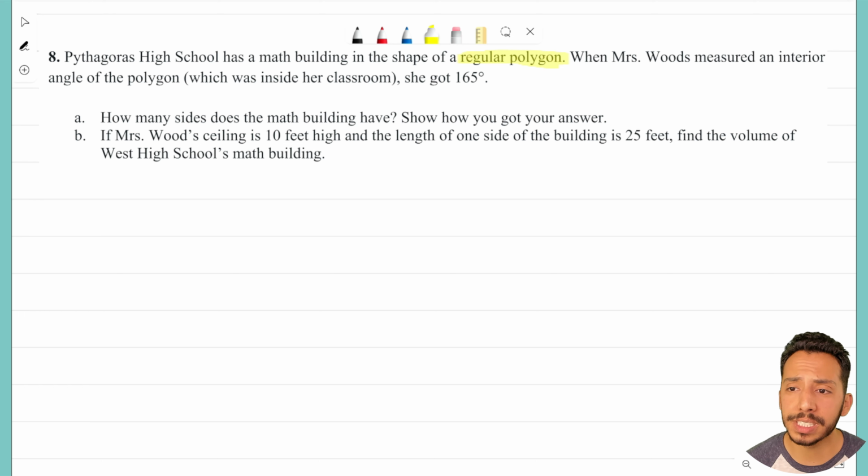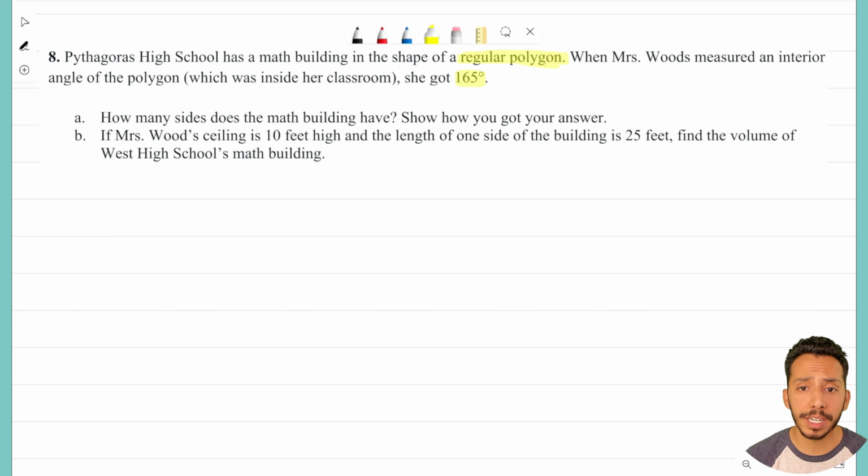Okay, it says when Mrs. Woods measured an interior angle of the polygon, which was inside her classroom, she got 165 degrees. A says, how many sides does the math building have? Show how you got your answer. So this is a very interesting question.